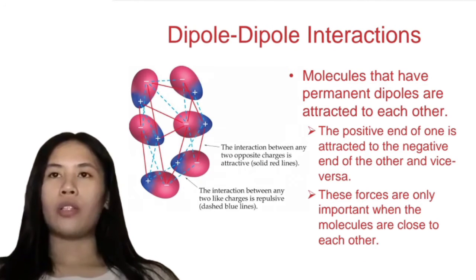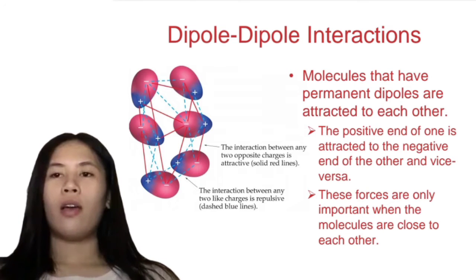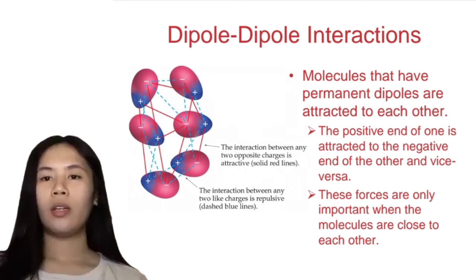Dipole-to-dipole interactions. Molecules that have permanent dipoles are attracted to each other. The positive end of one is attracted to the negative end of the other and vice versa. These forces are only important when the molecules are close to each other. In the solid red lines, the interaction between any two opposite charges is attractive, while in the dashed blue lines, the interaction between any two like charges is repulsive.